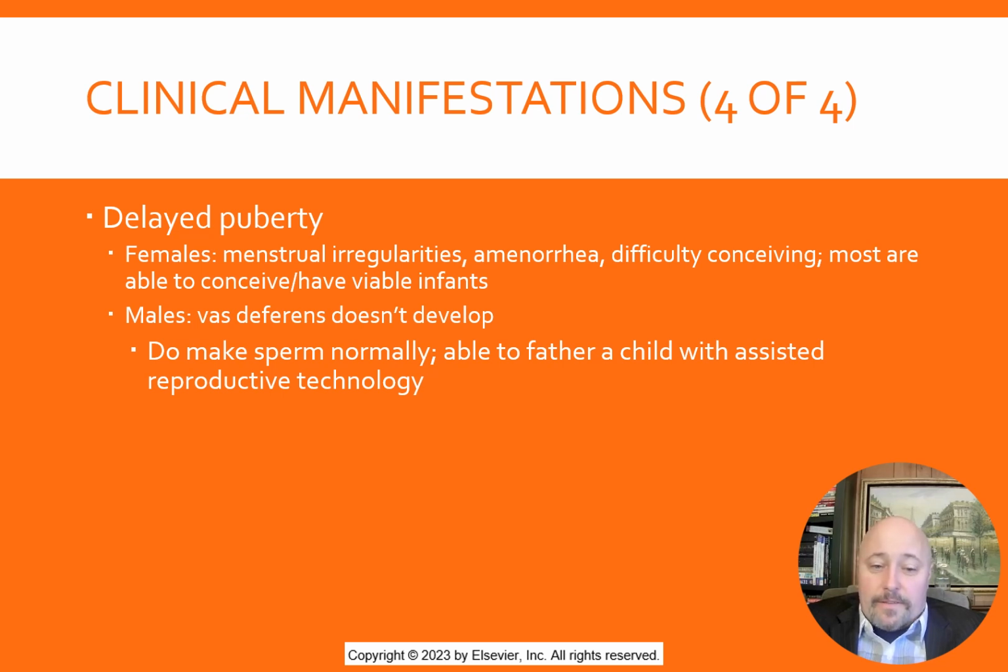For males, the vas deferens doesn't develop. They do make sperm normally and are able to father a child with assisted reproductive technology.